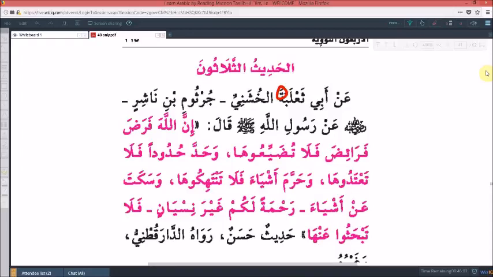An Abi Tha'labata al-Khushani. Al-Khushani, that's just his tribe. Jurthum is his name. And it's majroor because it is a badal for Abi, right? Jurthum ibn. Ibn is a badal for Jurthum, so it's majroor. I can say an Abi Tha'laba and be finished. Or I can say an Jurthum. Or I can say an ibni Nashirin. And Nashir is majroor because it's mudaf ilay.